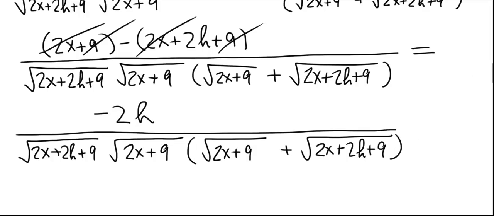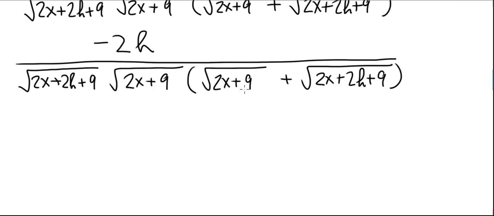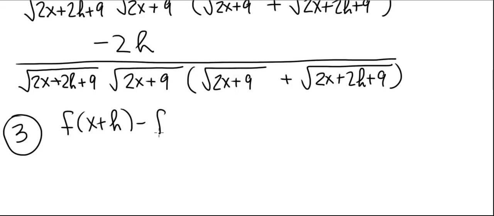Now step 3, we'll take what we ended up with at the end of step 2 and divide it by h. F of x plus h minus f of x, that's the end of step 2. Divide that by h.